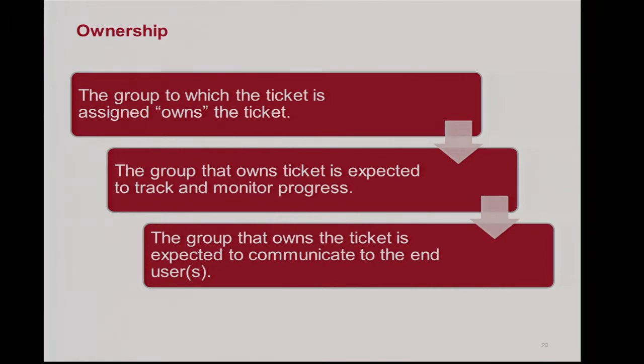The group to which the ticket is assigned owns that ticket. The group that owns the ticket is obviously expected to track and monitor the progress on that ticket. But this is another very important point. The group that owns the ticket is expected to communicate with the end user or users the status and the progress on that ticket.